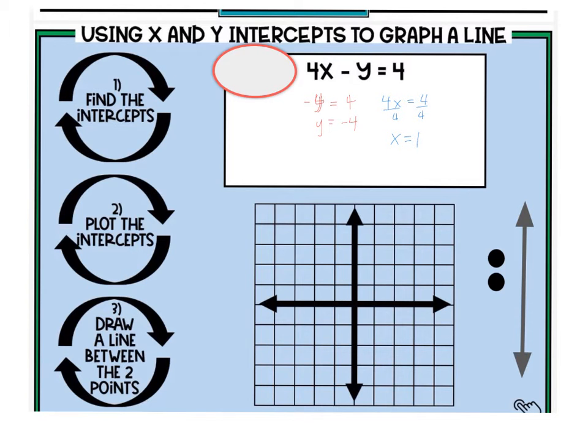So to graph this one, we've got the x-intercept is positive 1. It would be about right there. And the y-intercept is negative 4. And so you would have a line, a very steep positive line, that would look something like that. A steep positive line. Alright, let's look at the second one.